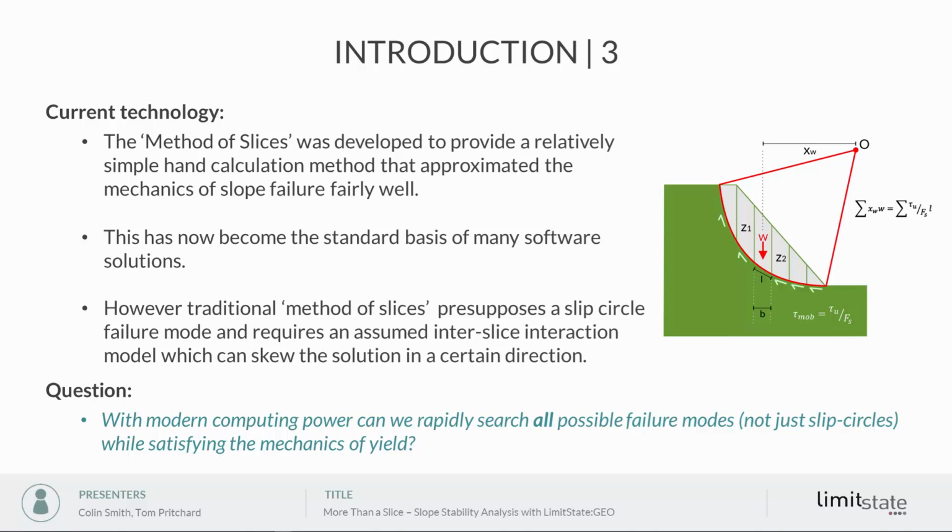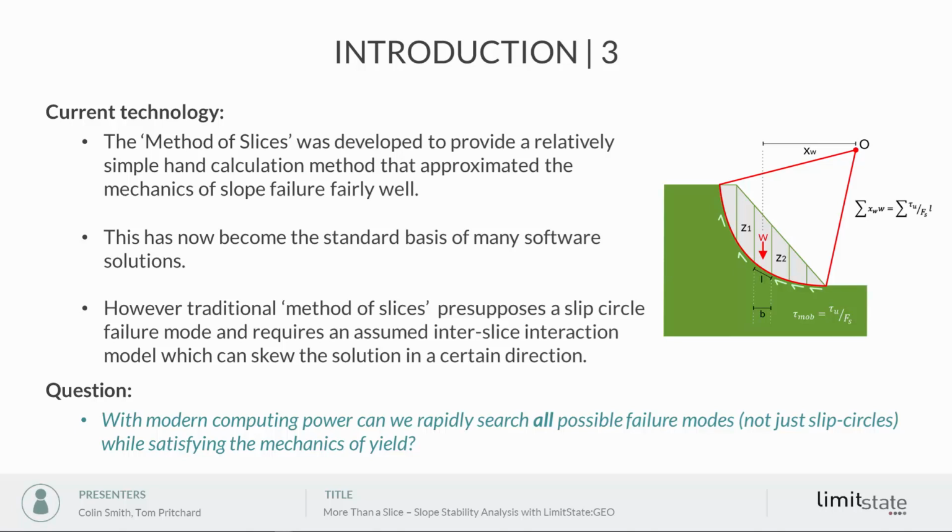This has now become a standard basis of many software solutions, and it has been enhanced. Various additions have been made to the method. However, at its core, the method does presuppose a slip circle failure mode or something similar, and has to make some assumptions about interslice interactions, and that can skew the solution into certain directions.